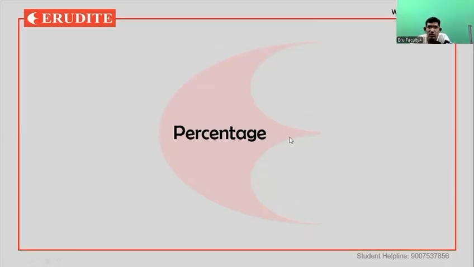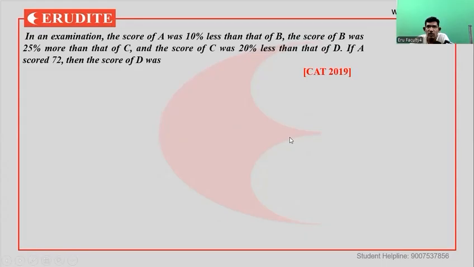So let's start off with a simple CAT percentage question. This appeared in CAT 2019. Now, what does it say? It says, in an examination, the score of A was 10% less than that of B. The score of B was 25% more than that of C. And the score of C was 20% less than that of D. If A scored 72, then what was the score of D?